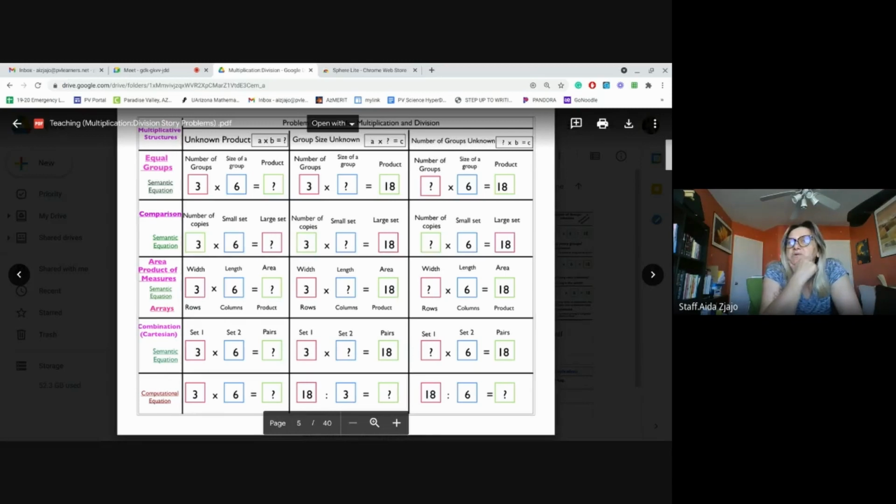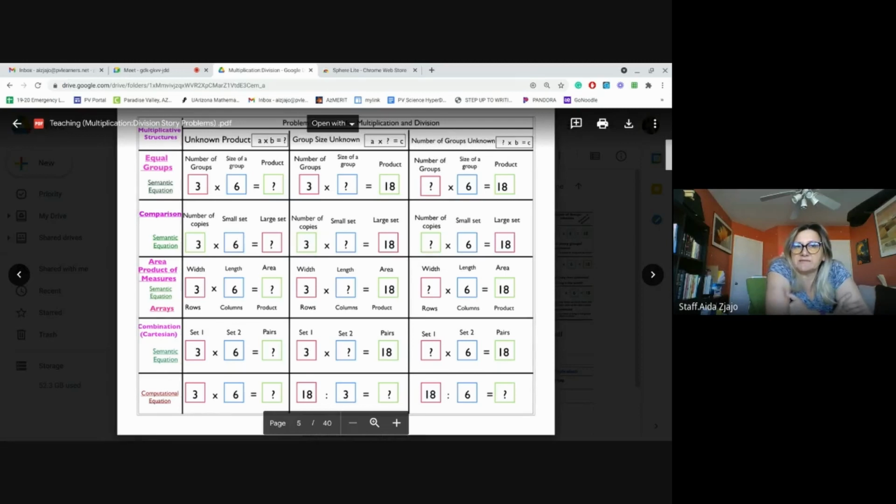This is also called measure of, because if we have a product and we know how big the size of our group is, we can take and measure off equal amounts of value and we can find out how many groups we have.